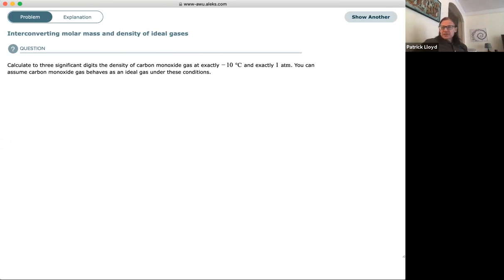Calculate to 3 significant digits the density of carbon monoxide. So carbon monoxide at exactly negative 10 degrees Celsius and exactly 1 atmosphere. So they're telling us that we should not consider 10 degrees C to have 2 significant digits, and we should not consider 1 atmosphere to have 1 significant digit. They're telling us these are exact values. Okay. You can assume that carbon monoxide gas behaves like an ideal gas under these conditions.